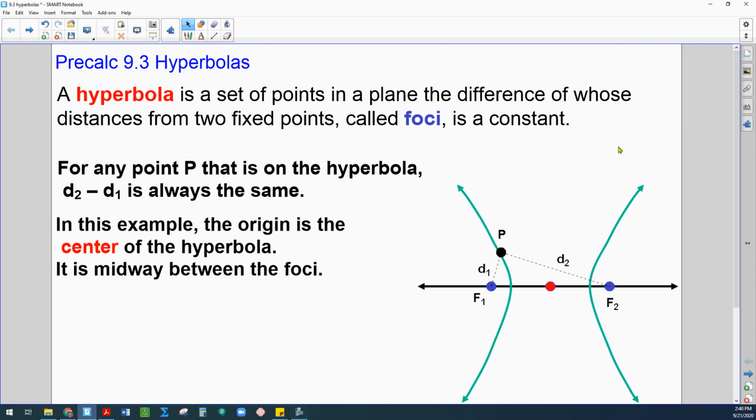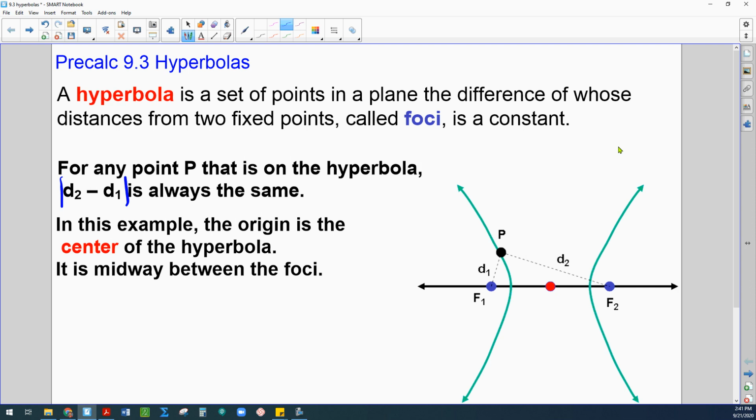Okay, this is an introduction to hyperbolas. So our definition for a hyperbola is a set of points in a plane, the difference of whose distances from two fixed points called the foci is a constant. So if you look at this, it's saying for any point on the hyperbola P, if we find the distance to one focus point, we call that d sub 1, and we find the other distance to the other focus point and call that d sub 2. That distance, d2 minus d1 or d1 minus d2, is always going to be the same.